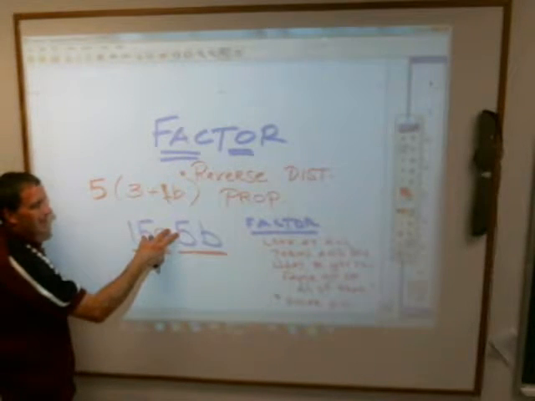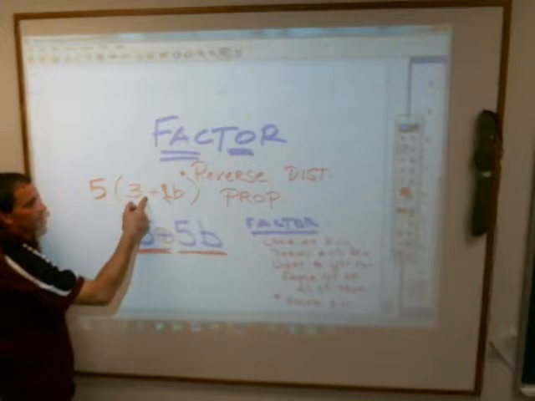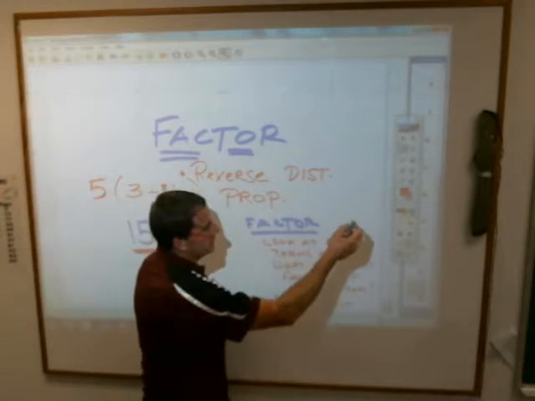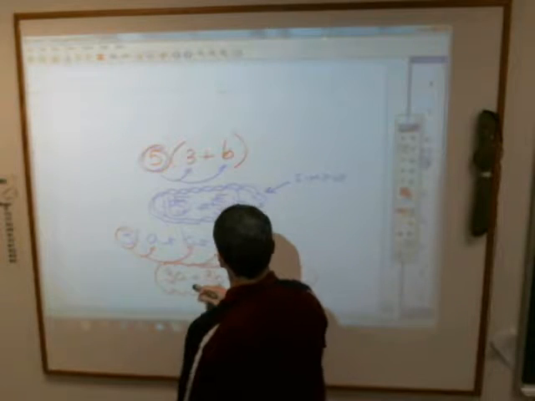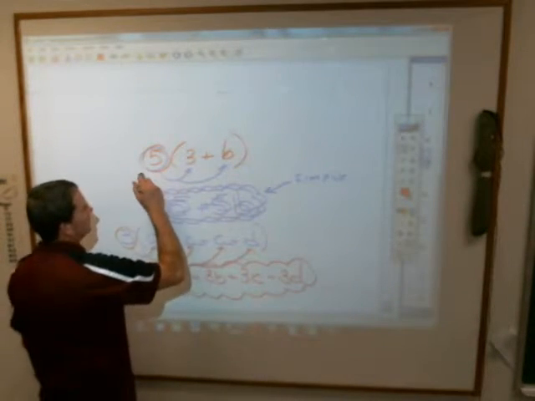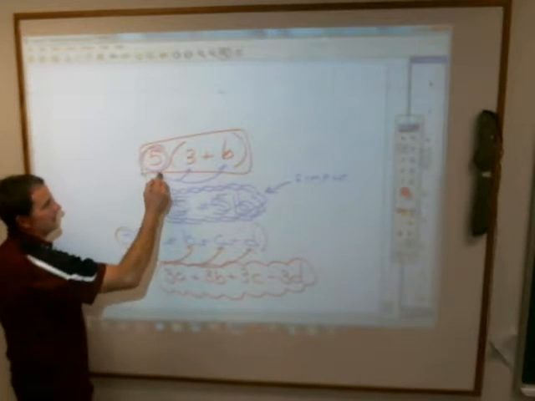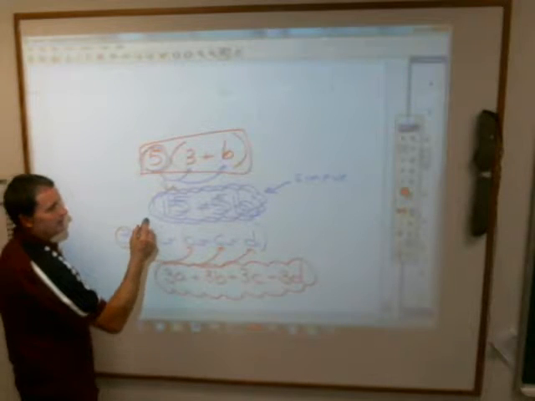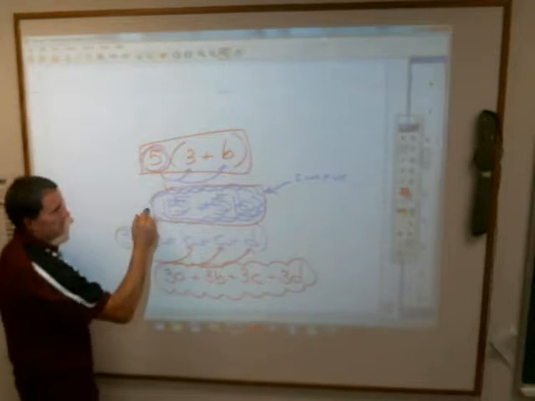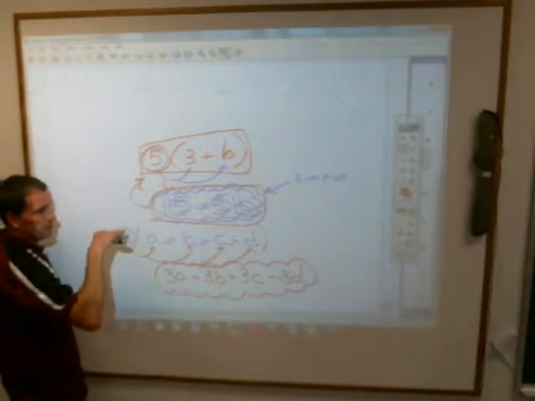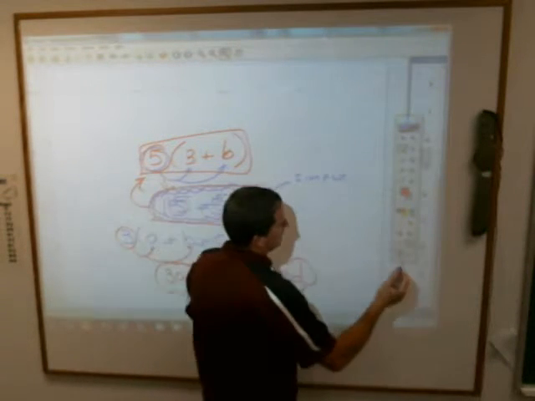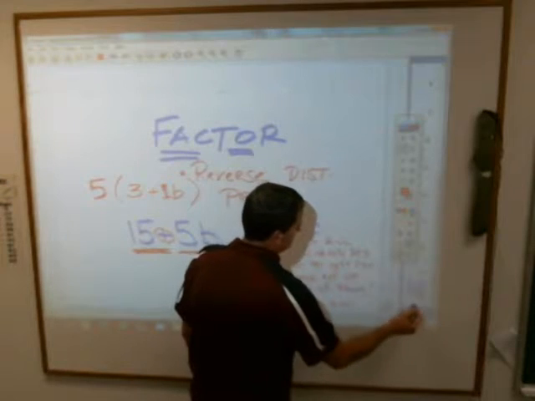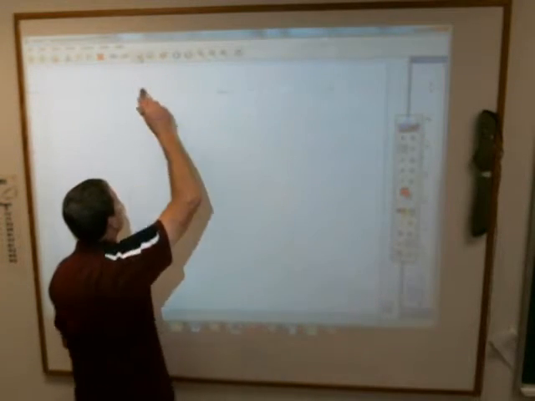You factored a 5 out of both of those, and it was 5 times 3 plus b, which is what we had. Here it is. This is what we started with and ended up with this. When we factor, we start with this and go back to this. They're reverse things of each other. Okay? And again, it takes a little bit. Don't worry, we're not quite done yet.